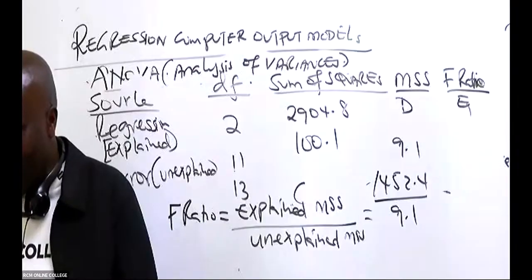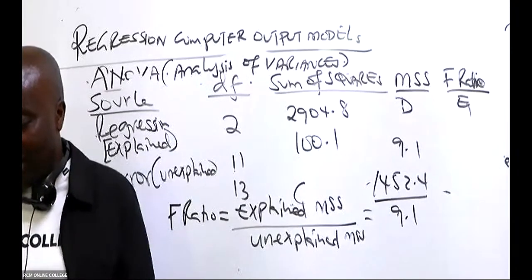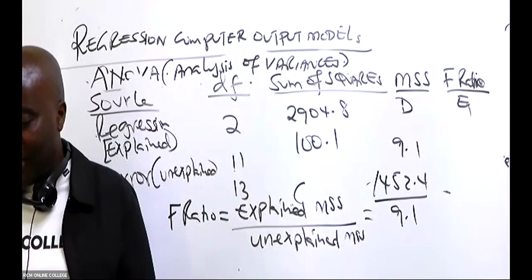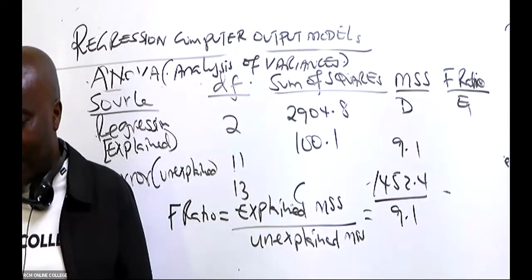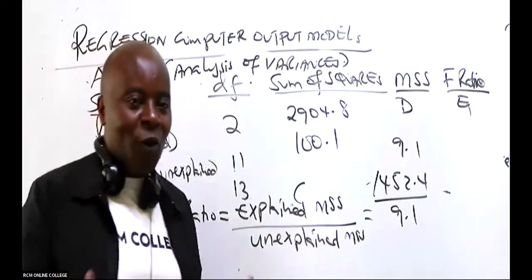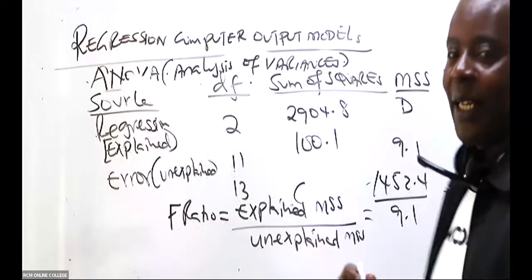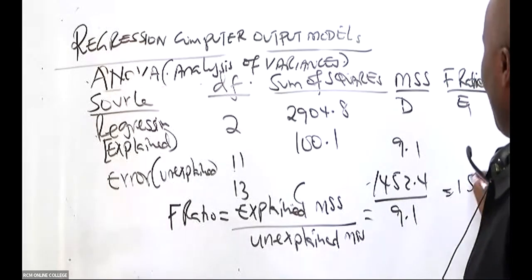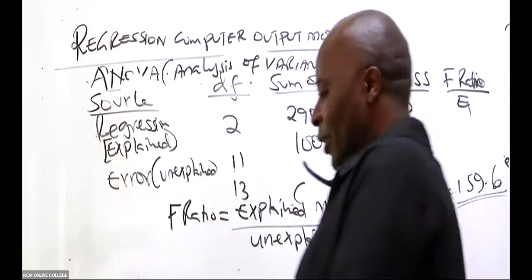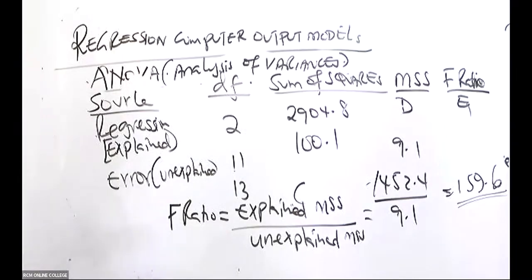So the online ninjas, are you able to confirm whether we are together? All right, thank you so much. They are following. So what figure do you get, ladies and gentlemen? 159.6. Thank you very much.